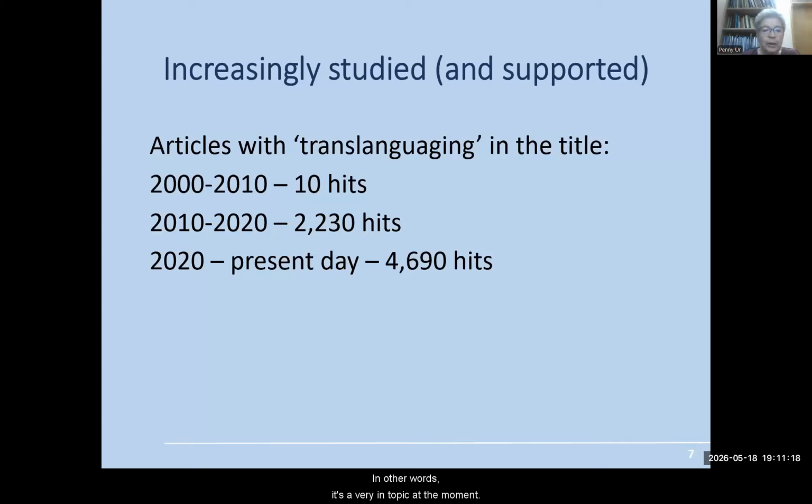It's going steeply up. In other words, it's very in topic at the moment, and if you don't use the mother tongue in the classroom to help you, that sort of labels you as a boomer. You're sort of not with it. And then Gen Z and Gen Alpha are using translanguaging as part of the technique of teaching another language, and indeed in general discourse and conversation outside the classroom.